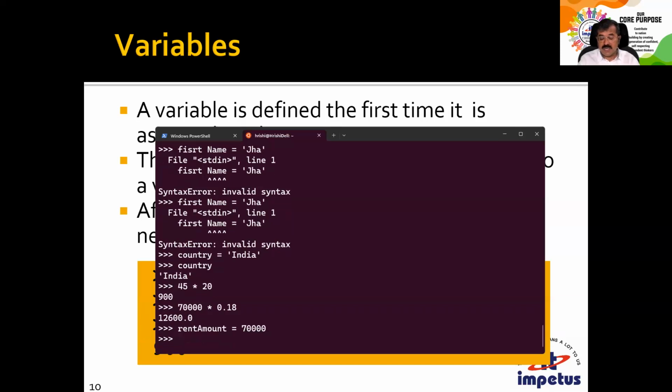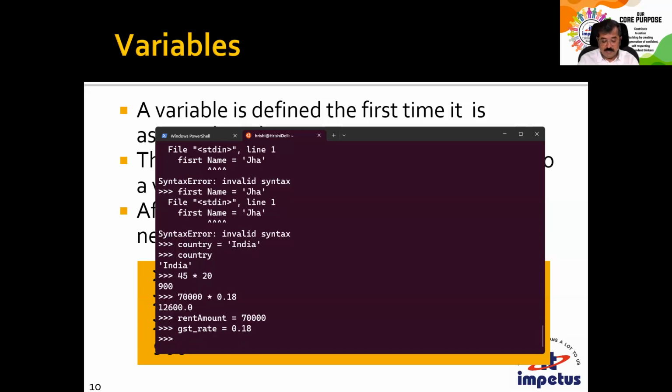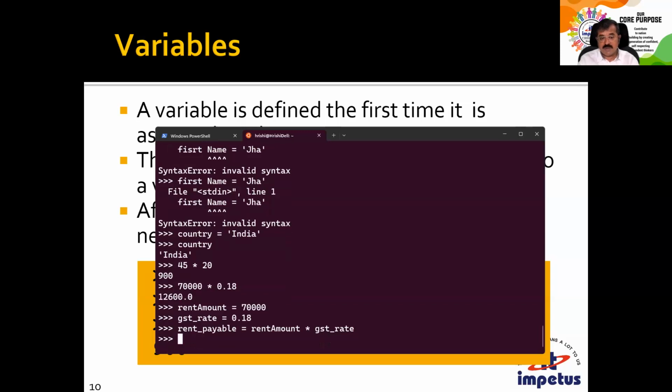And what was 0.18? It was the GST rate. How much was the GST rate? It was 18%, or 0.18. Now I want the rent payable, so rent payable is equal to the rent amount. I did not type it, I just pressed tab. I say GST, tab, and your variable comes in. So rent payable is rent amount into GST rate. Oh, that could only be GST. So our formula is wrong.